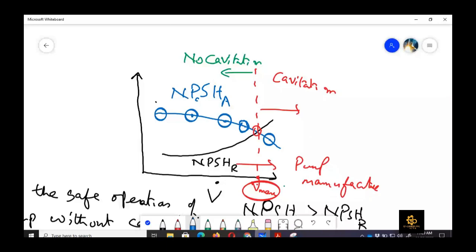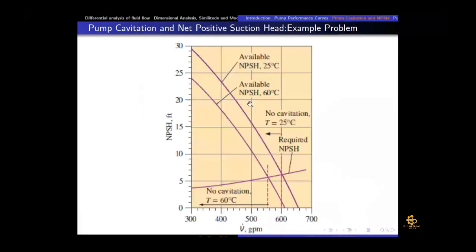This curve here, the net positive suction head required, is the curve on the bottom side of this graph, and then the available NPSH at 20 degrees centigrade is this curve, the one on the top of the graph, right? So you can see that in that case the maximum volume flow rate becomes 600 if we have the water available at 25 degrees centigrade.